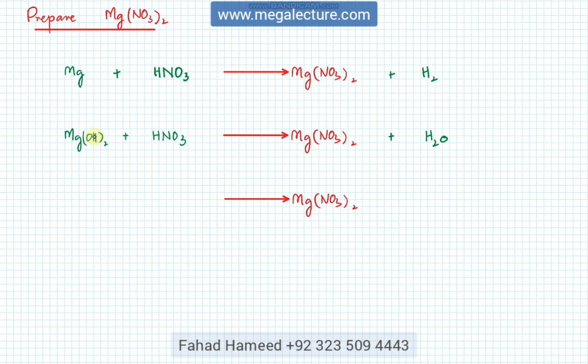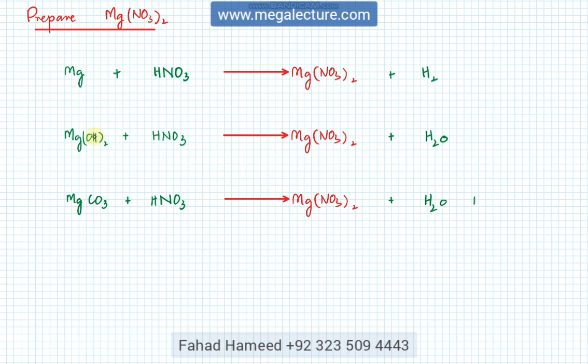Or I can go with the third reaction, which is a carbonate. I can go with magnesium carbonate, a metal carbonate. So Mg is +2, CO3 is -2, so it's going to be just MgCO3. The acid again is going to be nitric acid. And it's going to produce salt, and you're going to get water.